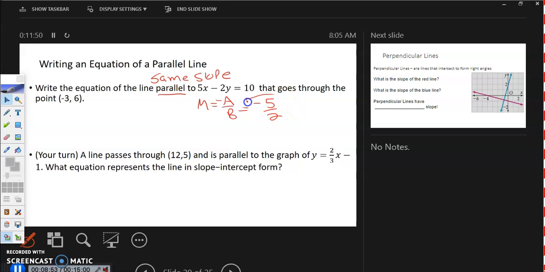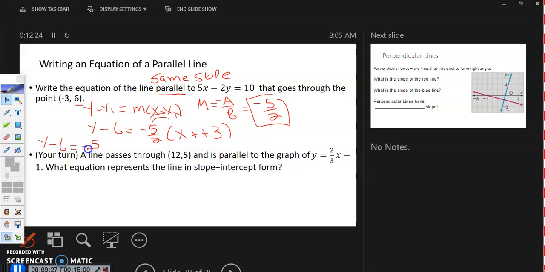Now I know my slope, and I know what point I go through, so I'm going to use point slope formula. y minus y1 equals m times x minus x1. So we end up with y minus our y value, which is 6, equals negative 5 over 2 times x minus negative 3. Again, when I subtract a negative, I end up with an addition problem. Then I'm going to distribute my negative 5 over 2 to get y minus 6 equals negative 5 over 2 x. And then negative 5 over 2 times 3 gives me negative 15 over 2.